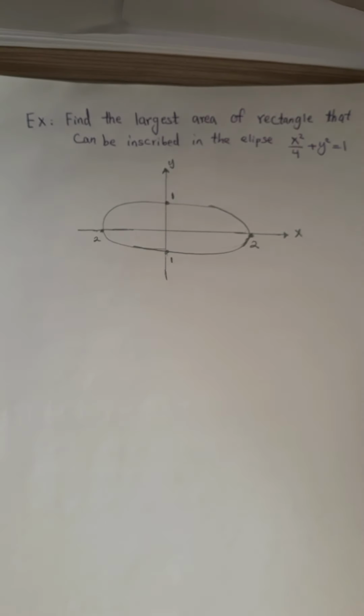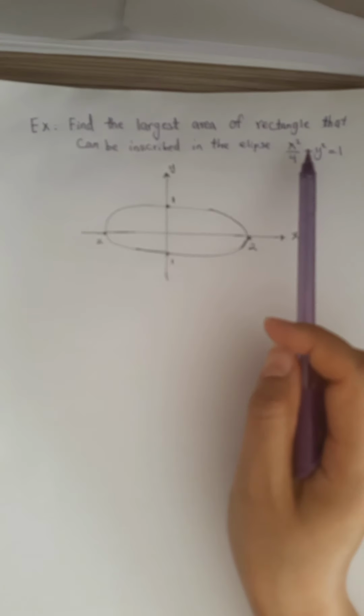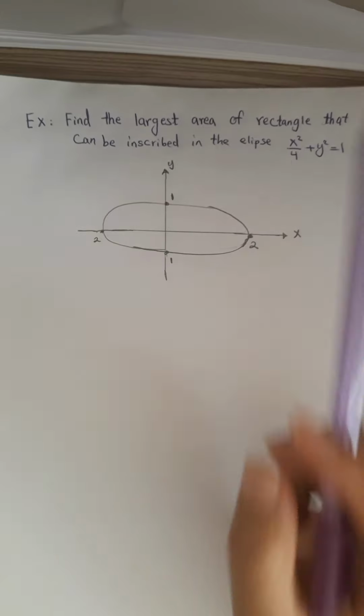Hello dear friends, I want to solve some exam questions here about Lagrange multipliers, the kind of questions that are similar to what will be asked in the exam. I think nothing more difficult will be asked there. So here they ask: find the largest area of a rectangle that can be inscribed in the ellipse like this.